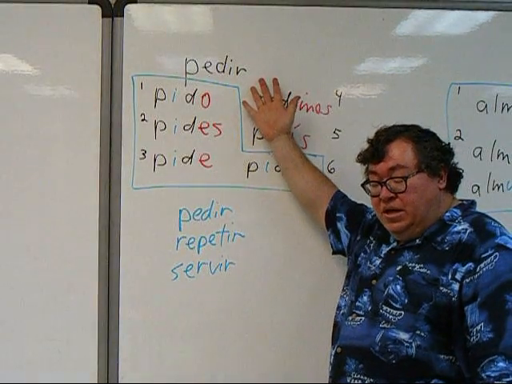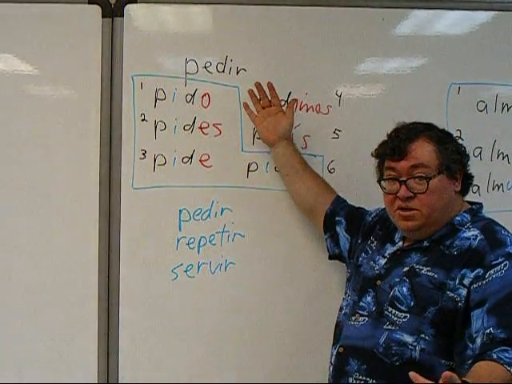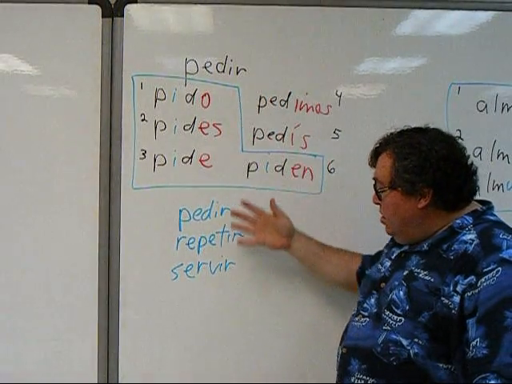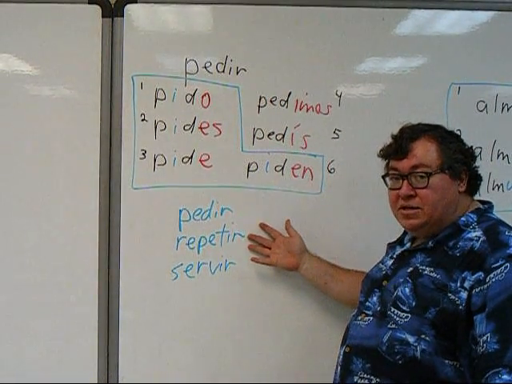There are other stem change, E to I stem change verbs. For example, the verb decir, to say or to tell. But it's not in this chapter of Claves.